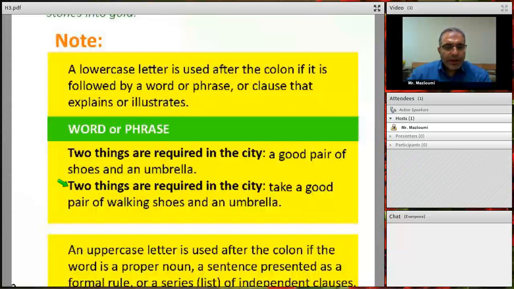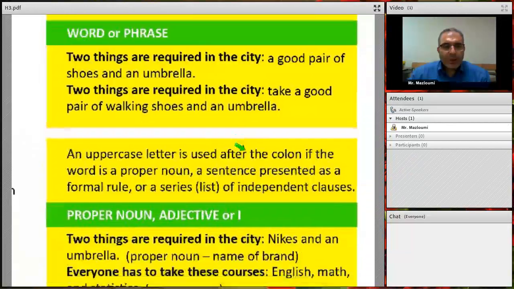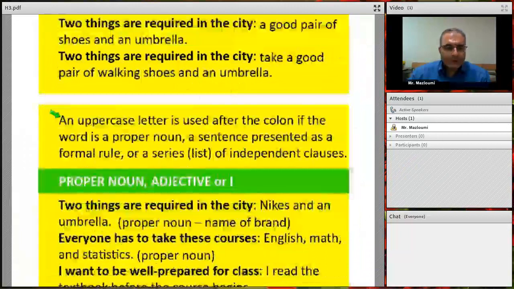Or: two things are required in the city: take a good pair of walking shoes and an umbrella. So, two things are required in the city. Colon, take a good pair of shoes. This is a clause, guys. You see, because it is a clause, we don't capitalize T here. You see, it is in lowercase. Take.